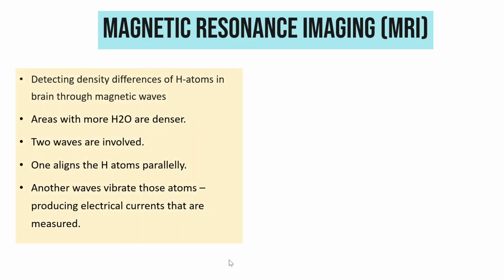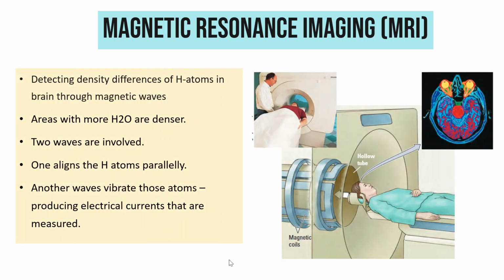Now we move forward to our next topic, magnetic resonance imaging, that is MRI. In MRI, you detect the density of hydrogen atoms in your brain through magnetic waves. We know that the brain has water in it, and water has two hydrogen atoms. Two waves are involved here. One aligns the hydrogen atoms in one direction, and the other wave makes them vibrate, and those vibrations are detected by the machine, which forms an image.